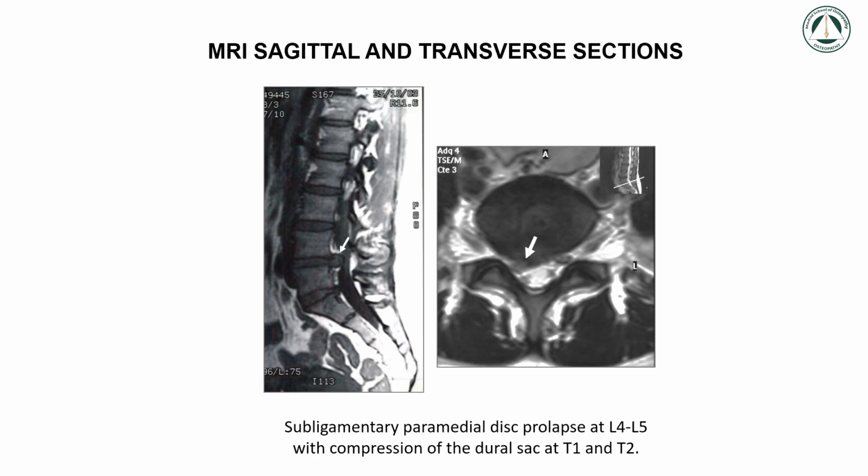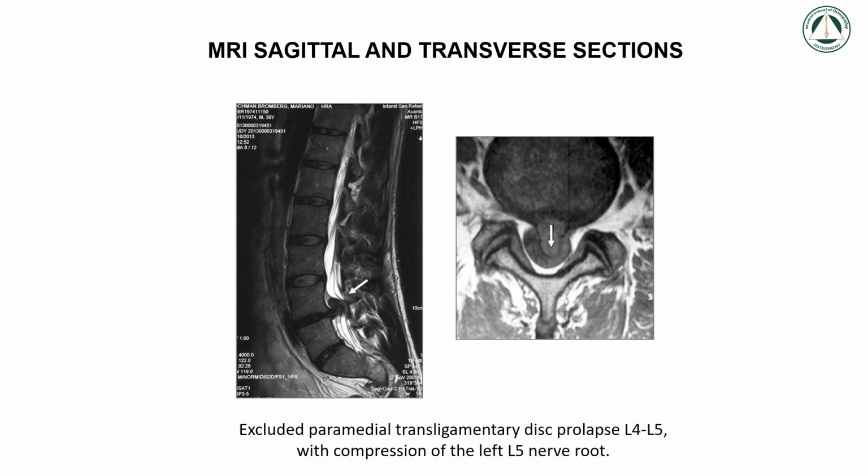These T1 and T2 MRI in sagittal and transverse sections show a subligamentary paramedial disc prolapse at L4-L5 with compression of the dural sac. These T2 MRI in sagittal and transverse sections show a central and paramedial excluded transligamentary disc prolapse at L4-L5 with compression of the left L5 nerve root.